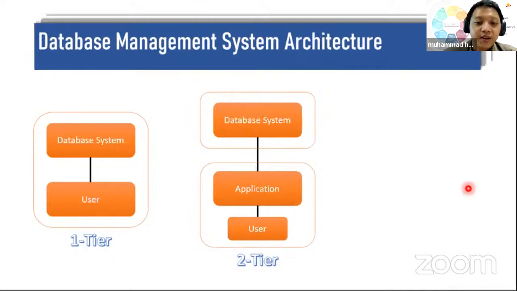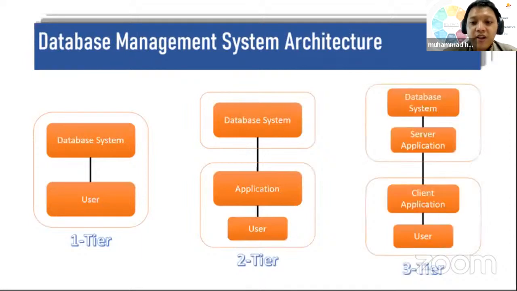Okay, for the third one, there is the three tier. Three tier has two parts, the server part and the client part, where there is another layer between the client server and the database server. The client application needs to interact with the server application to communicate with the database system. So we can see in the picture, the client application first must communicate with the server application before connecting to the database system. It's different from two tier, where the application communicates directly.